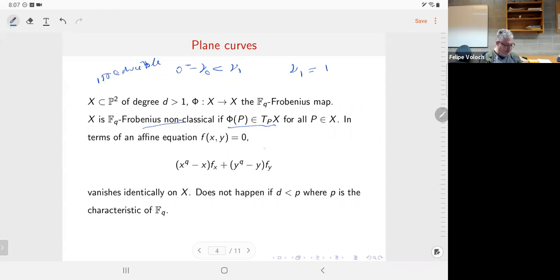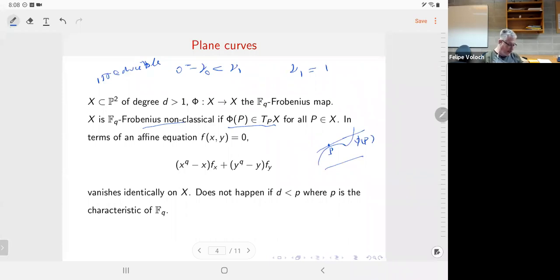Frobenius non-classical means that the Frobenius of P belongs to the tangent line to X at P for every point P. So for every point you have P, you have the tangent line, and if Phi of P is there, you say that the curve is Frobenius non-classical. Now the Frobenius non-classical situation is a situation we perhaps can't handle so well. The Frobenius classical situation is the general situation where this condition, that Phi of P is in the tangent line, only happens for finitely many points.